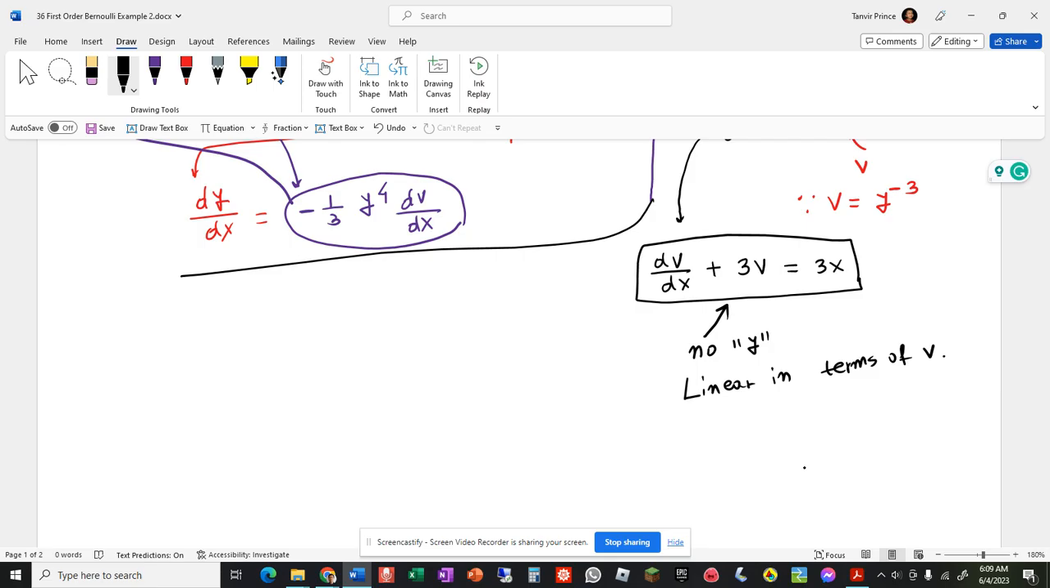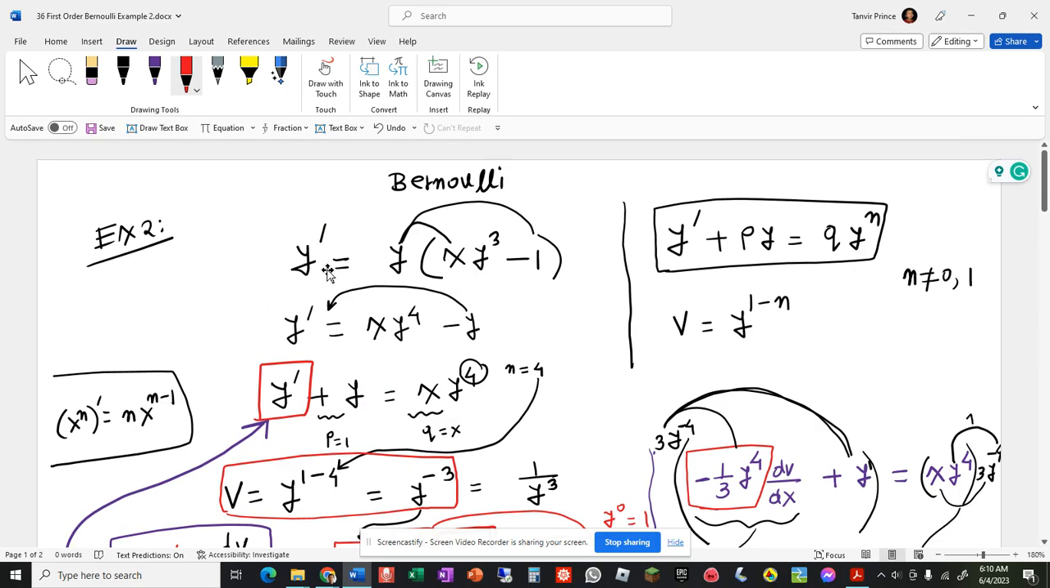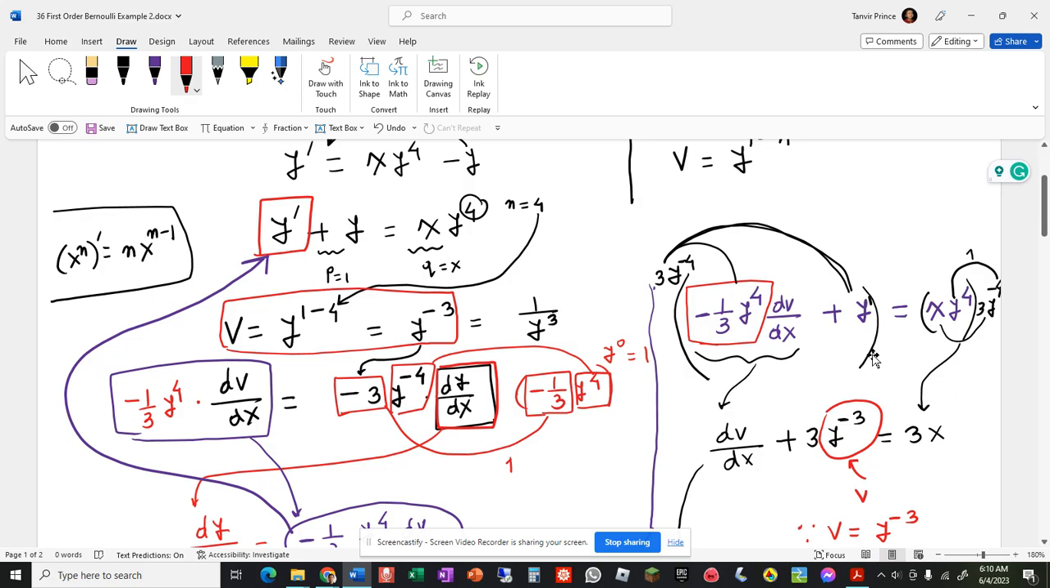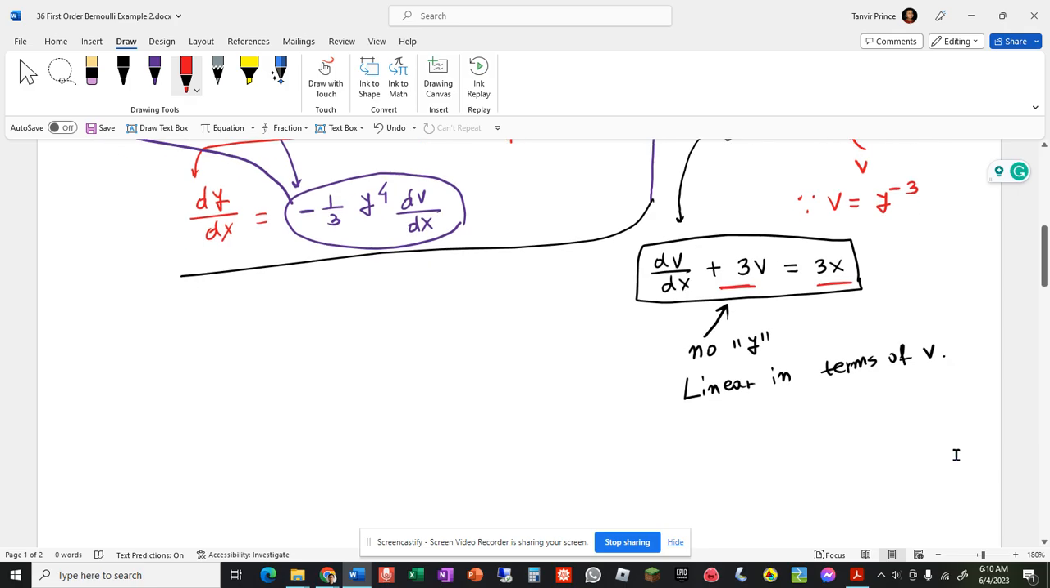So we already know how to solve a linear equation. So here the P is 3 and Q is 3x. So don't confuse this P and Q with whatever P and Q I denoted here, because this is the P and Q for the linear. So don't get confused. We did not really use this P and Q for the Bernoulli. We just wrote it down, but it's not really in use. So I'm going to write P equal to 3 and Q equal to 3x.